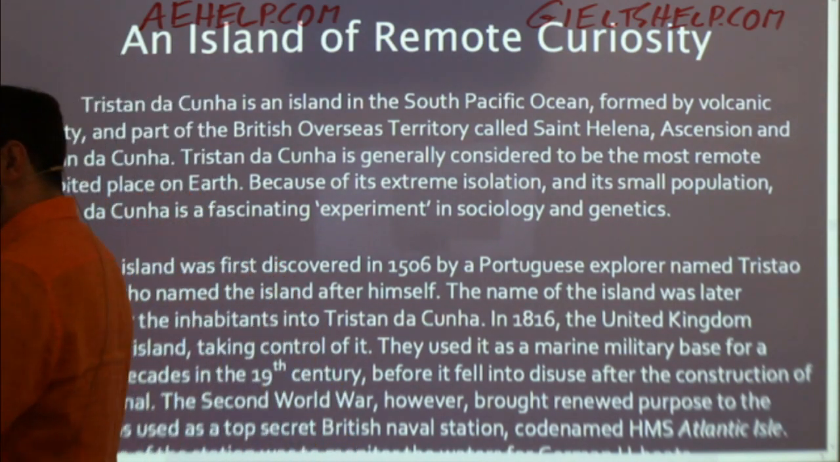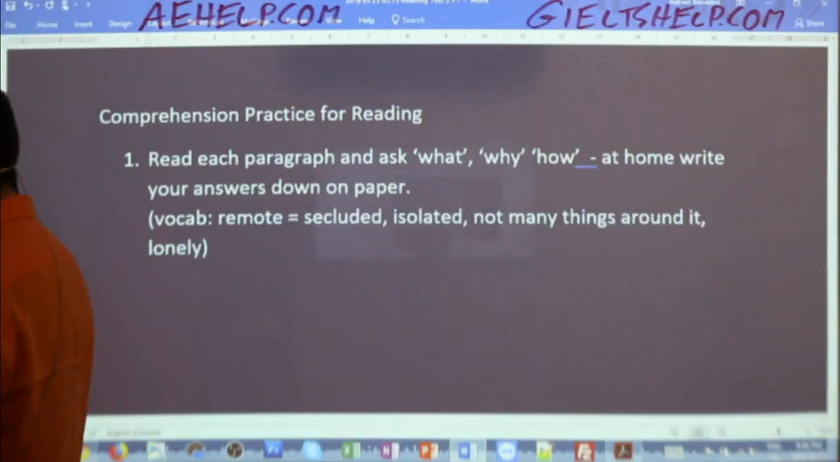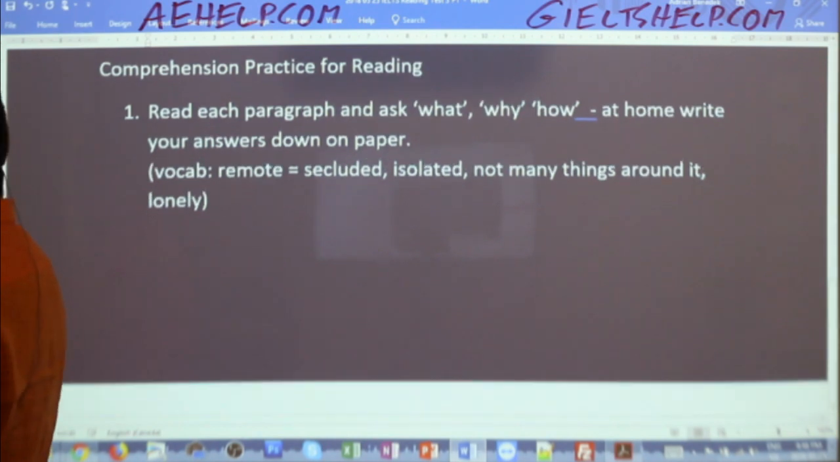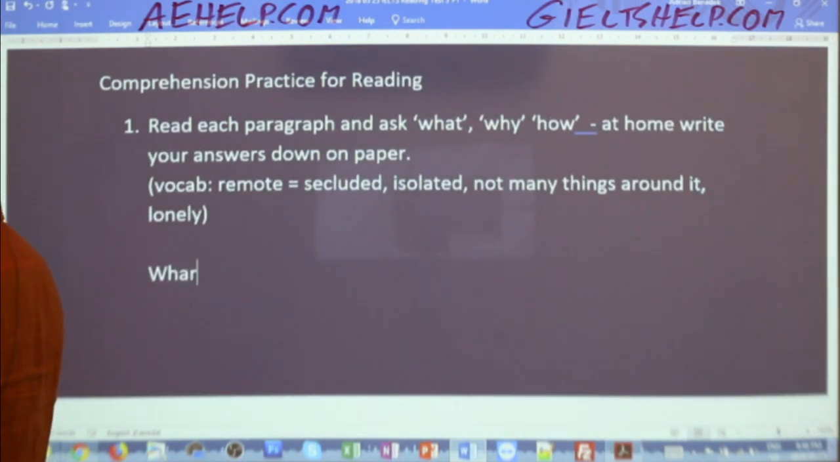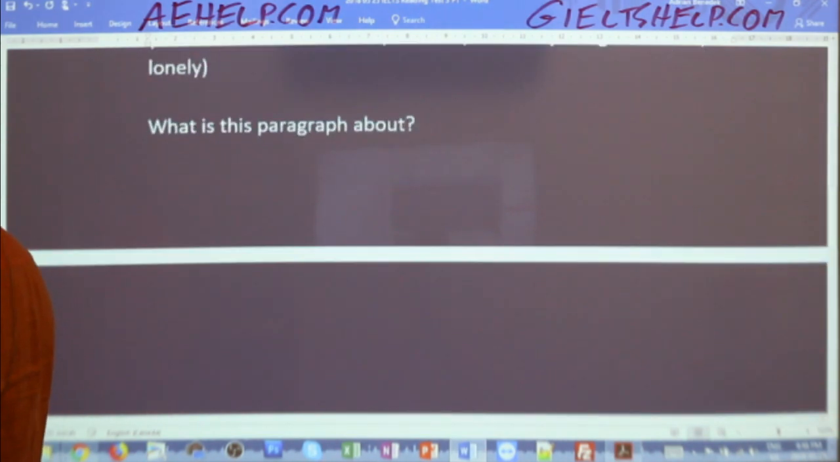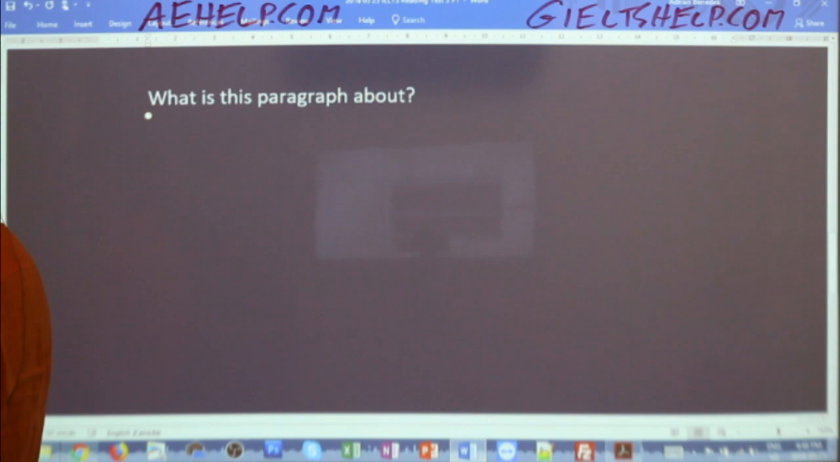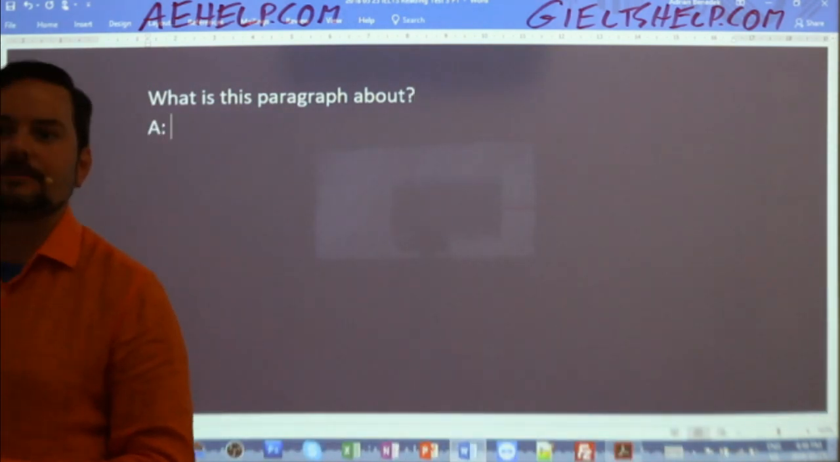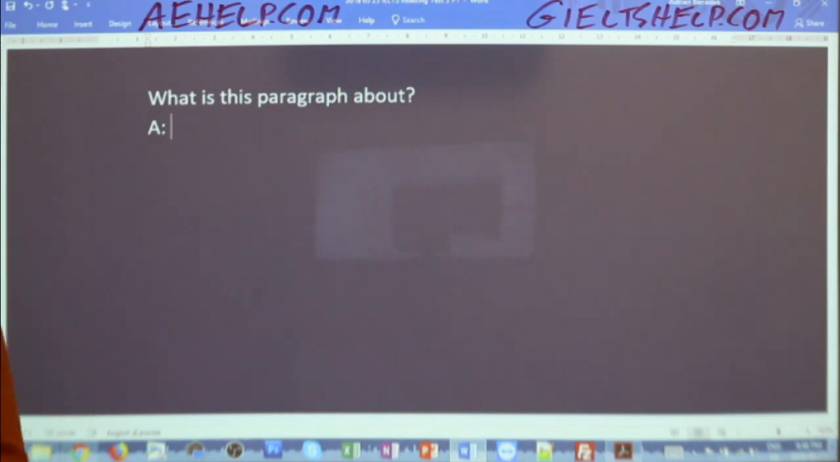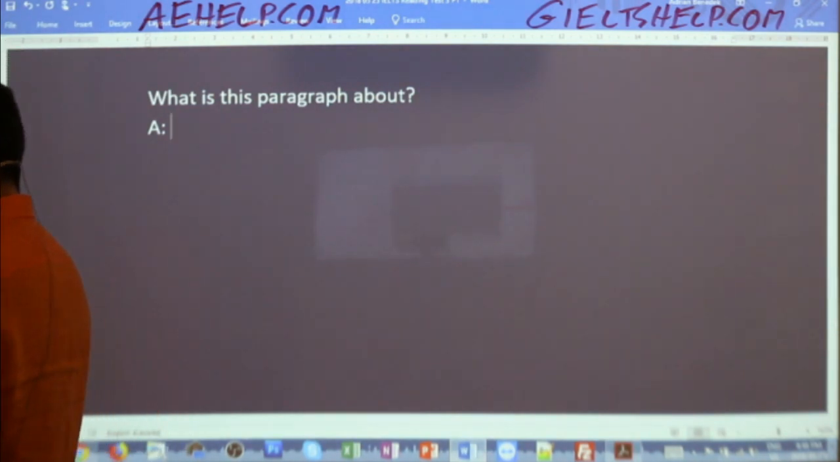Okay, so first question, and this is, of course, you don't have to write this down at home. This is just for teaching you right now. What is this paragraph about? So, girls and guys, give me a full sentence answer here. What is this about? Yeah, Tristan de Cunha, the island, right?